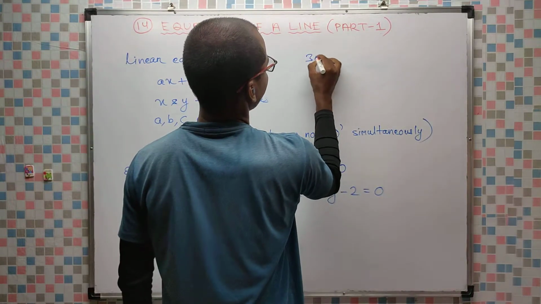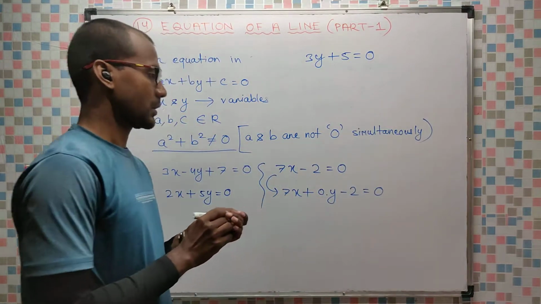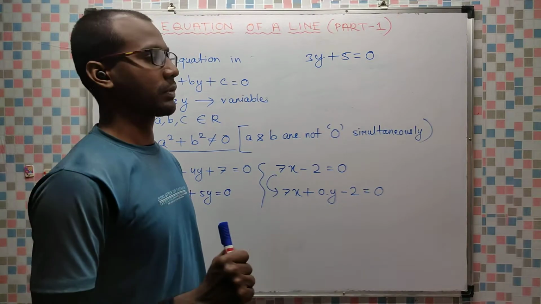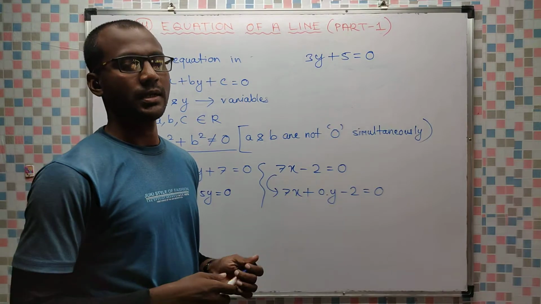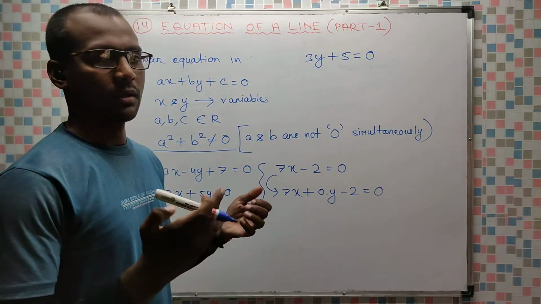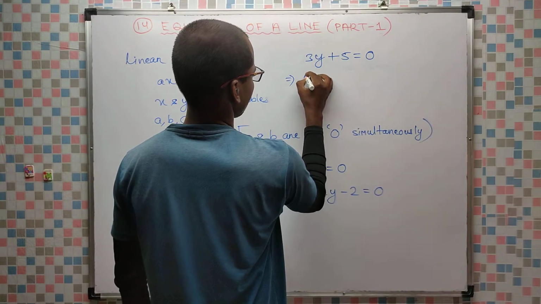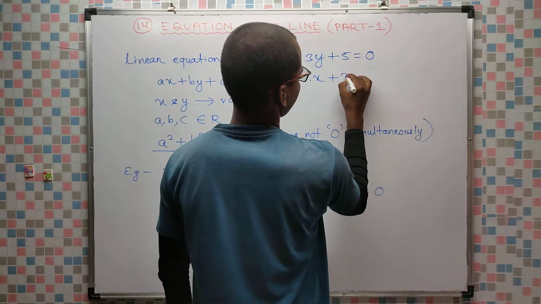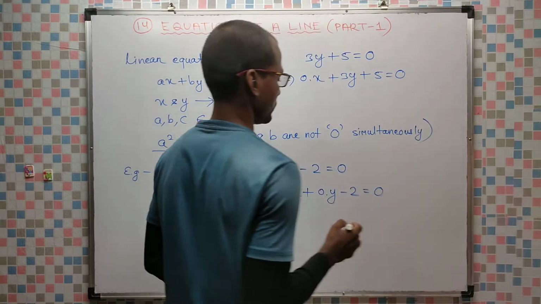Suppose 3y plus 5 is equal to 0. Now at first look, if you see this, you will think that it is a linear equation in one variable y. But it can be represented as a linear equation in two variables. We can introduce x. It can be written as 0 into x plus 3 into y plus 5 is equal to 0.